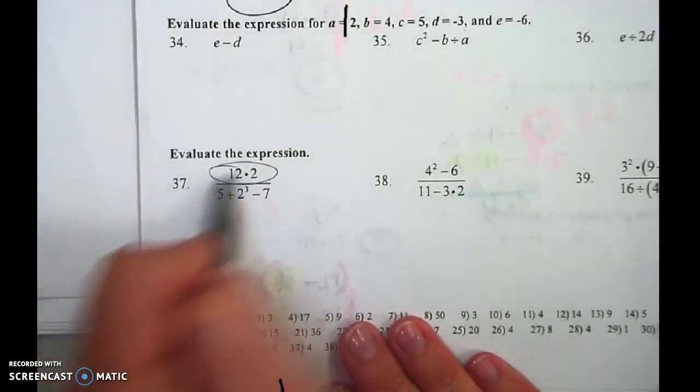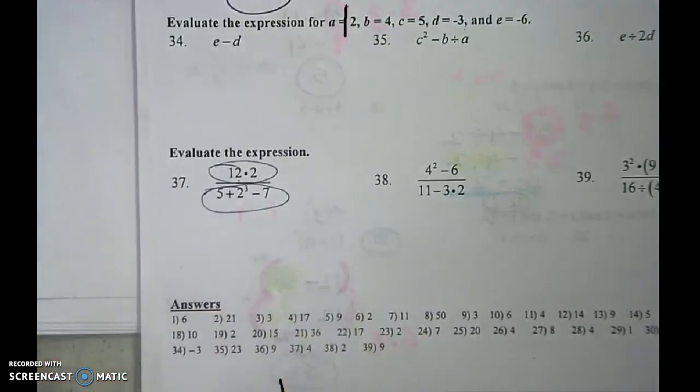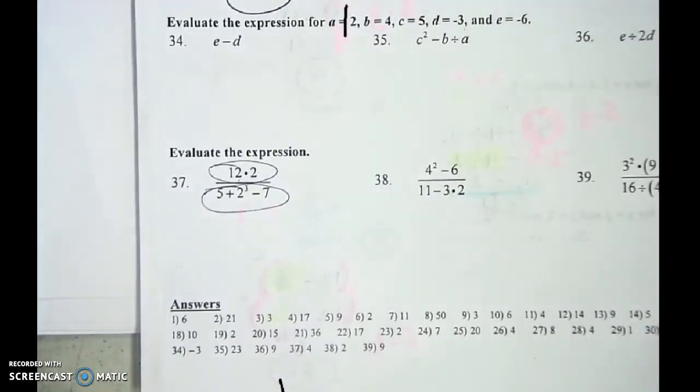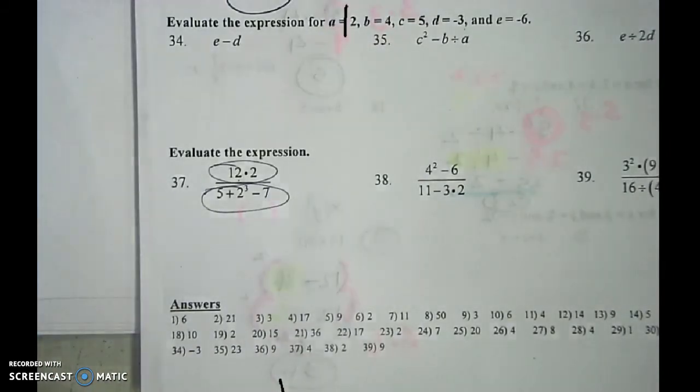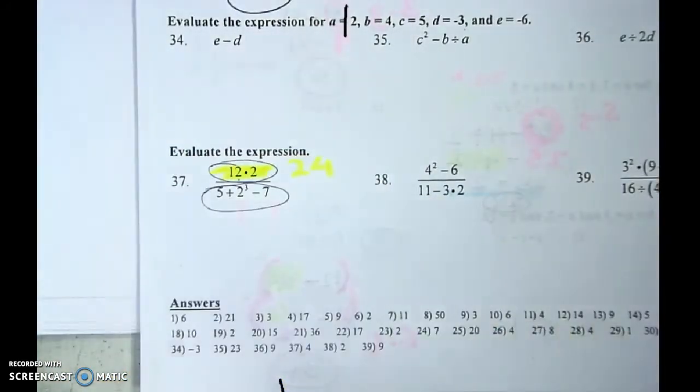There's a lot going on here and a lot going on here. I'll take care of the top first. Sorry, I just dropped my pen. 12 times 2, 24. The top is good.